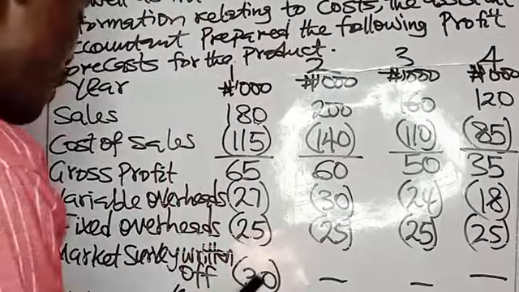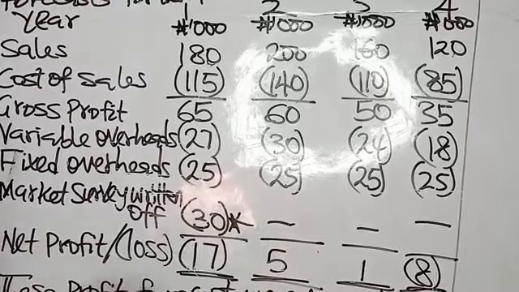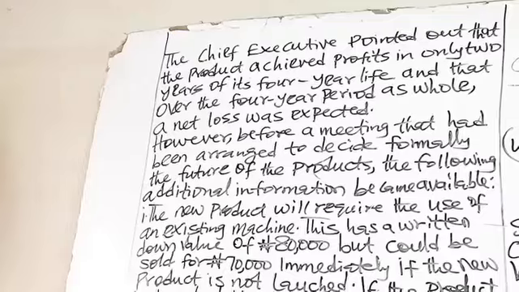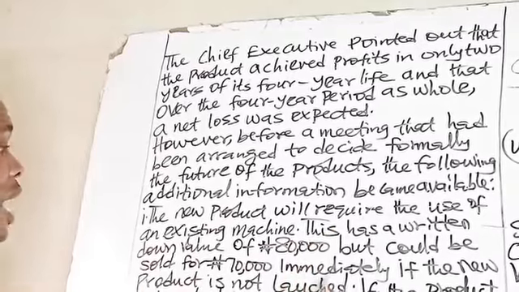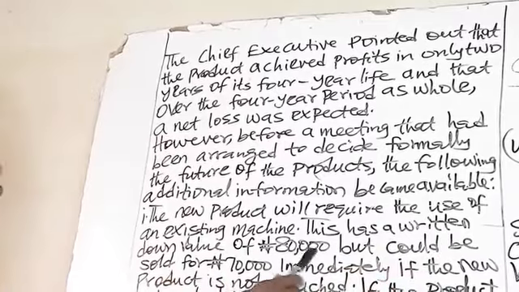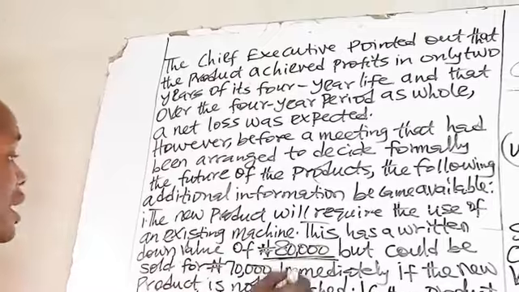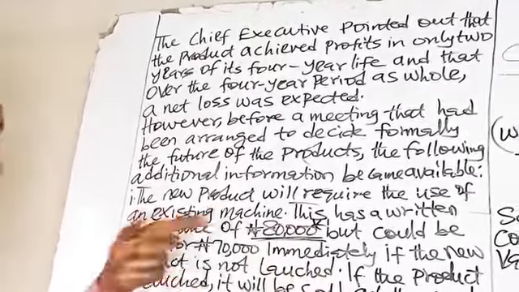Market survey written off. Remember, I told you survey is a past cost. It's a sunk cost. So therefore, it is not relevant. The new product will require the use of an existing machine. This has a written down value of 80,000. I've told you that this is accounting depreciation. I said this is not relevant. So the written down value is not relevant.